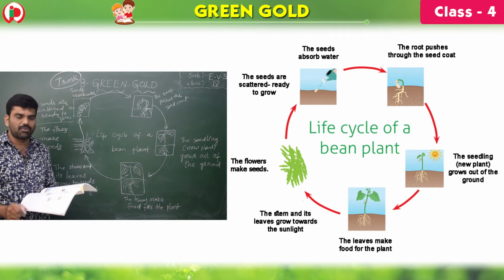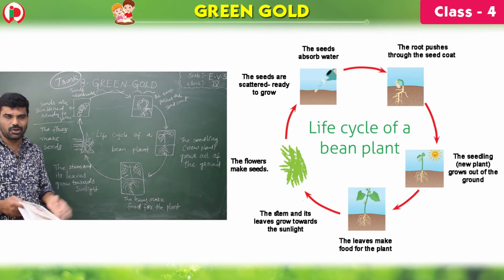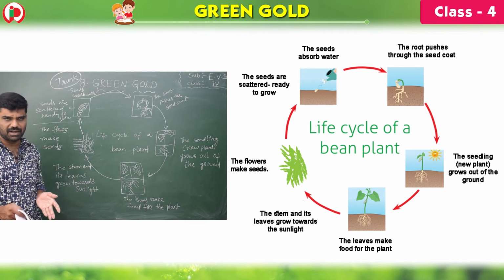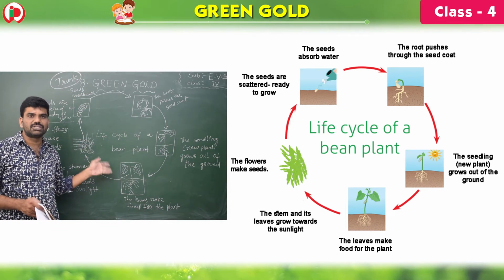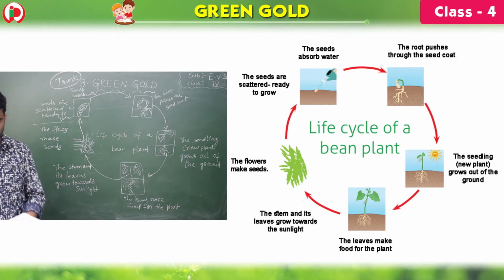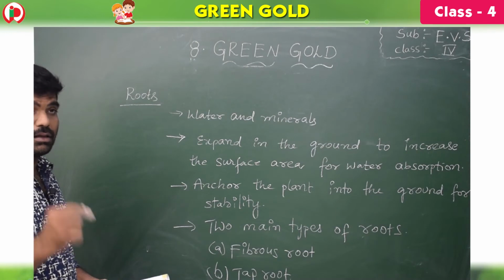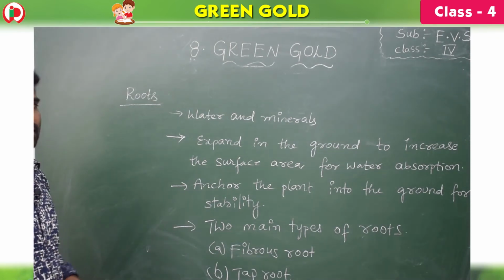Now let's study about the parts of the plant. What are the parts of the plant, children? Root, stem, leaves, flowers. All these are the parts of a plant. Now let's see each one in detail about the functions. Okay. Children, now let's see the parts of a plant and their functions.